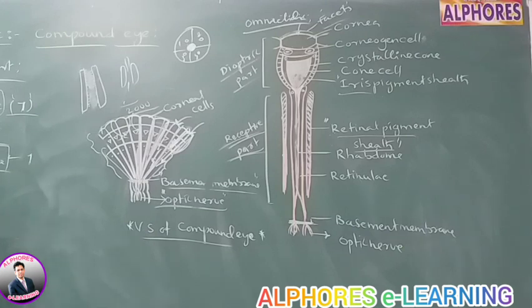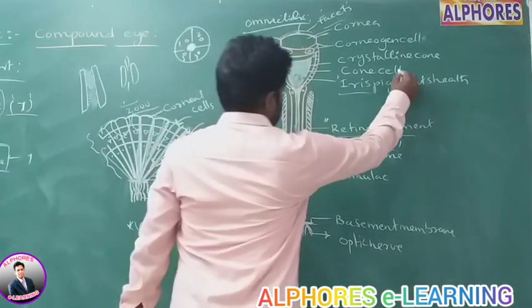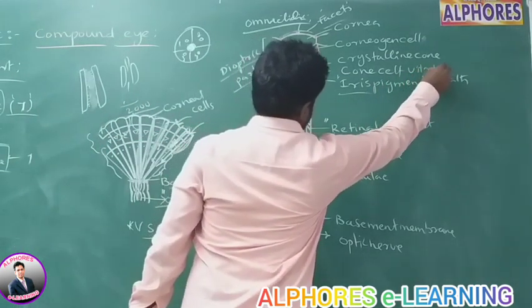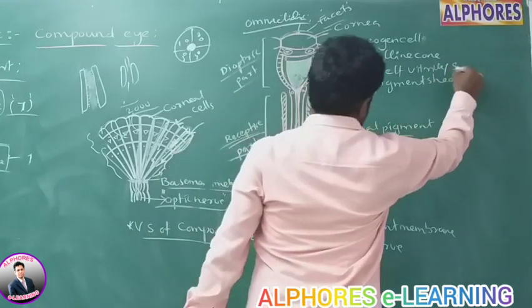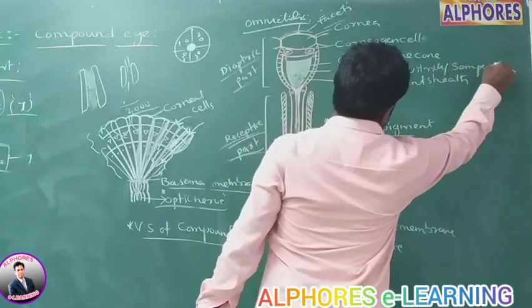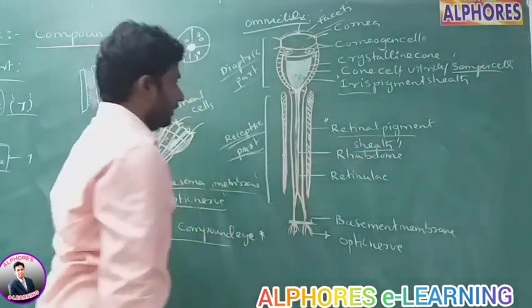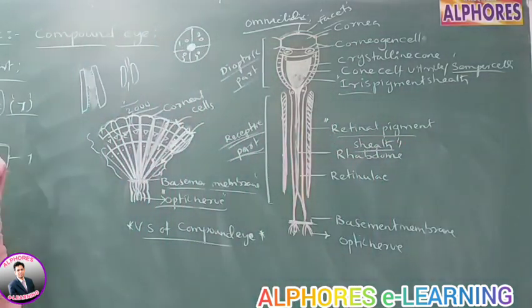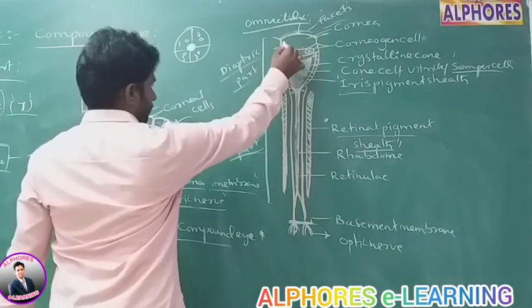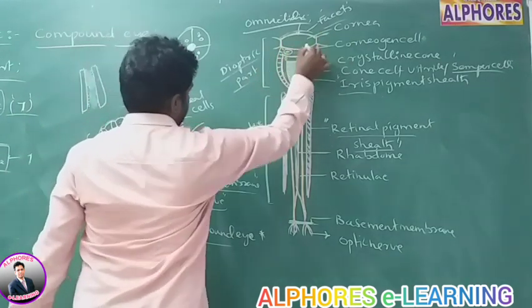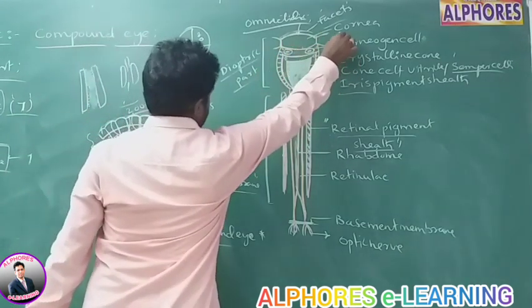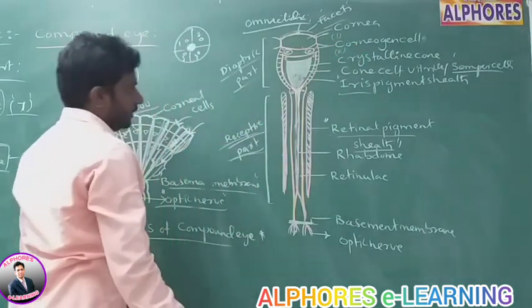Then below the corneagen cells there are cone cells. Cone cells are also called vitrellae or Semper cells. Okay, now the numbers are important here. One cornea in each ommatidium, one cornea, two corneagen cells.